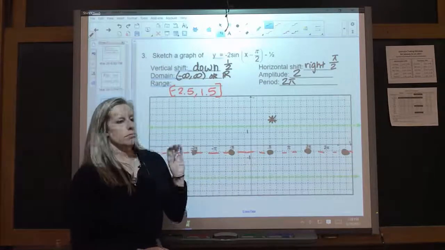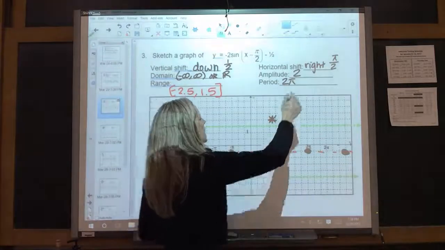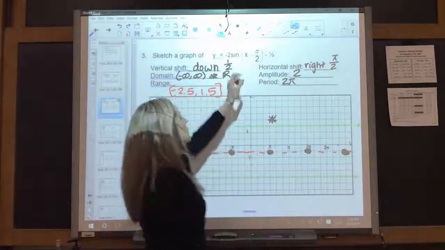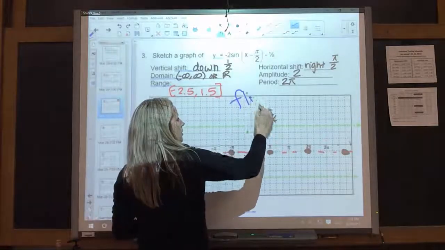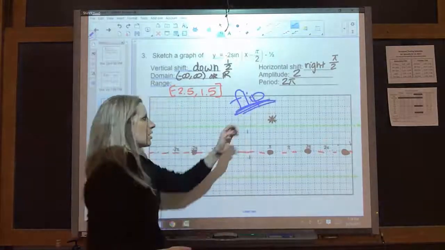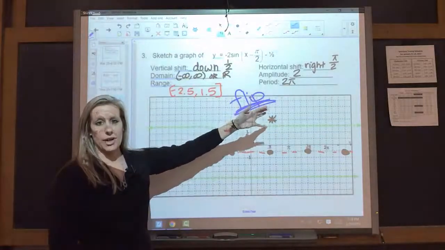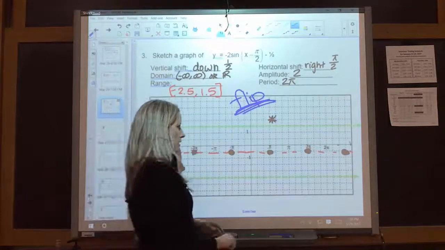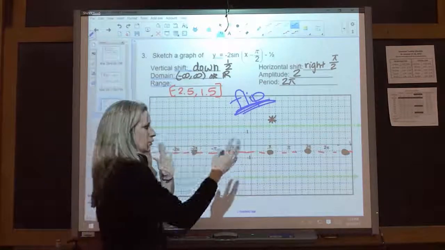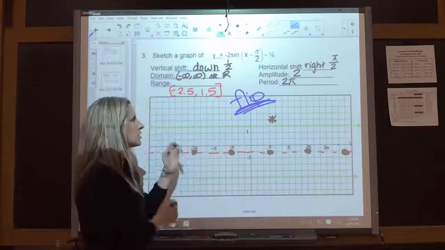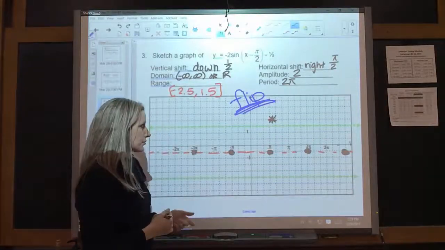Now, make sure, and you could even make a big note here. Since you have a negative at the very beginning, you're going to flip your sine function. So it might help to write flip really big so you don't forget and make a mistake. Like I said, there's just a lot to put all into one graph. So you need to make sure you cover every single part of this graph.